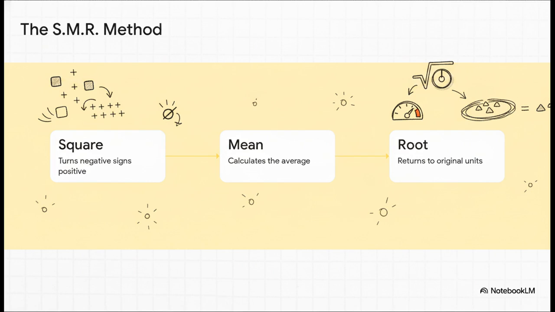Second, we take the mean, or average, of all those newly positive squared numbers. And finally, step 3, we apply a square root to that average, and that returns our answer right back to its original useful velocity units. It's a really clever trick.